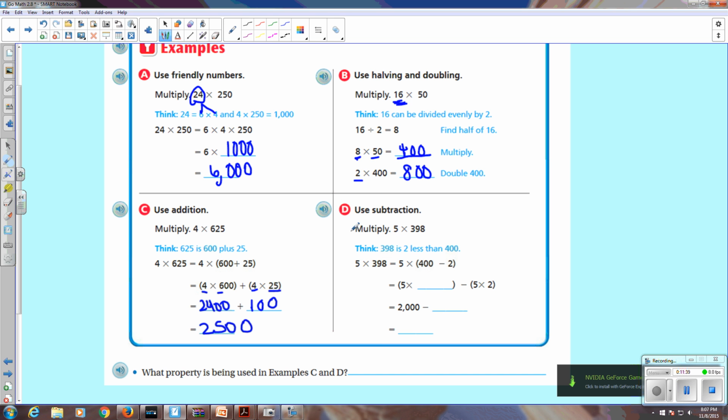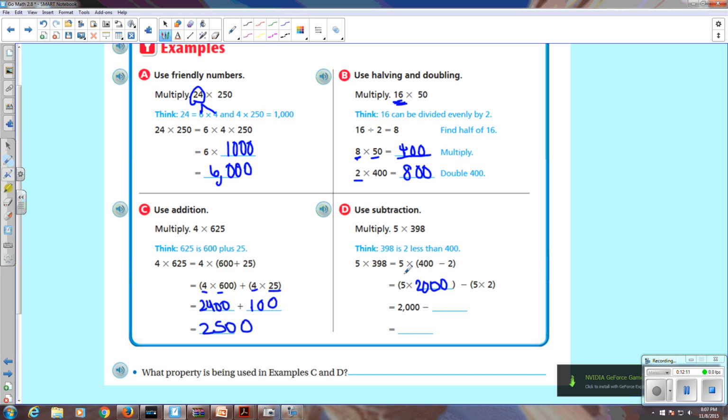And now we're going to look about using subtraction, which is also using the distributive property. Here I'm going to do 5 groups of 398, another tough one. Well, I know that 398 is 2 less than 400. So instead of doing 5 groups of 398, I'm going to do 5 groups of 400 minus 2. And I know that 5 groups of 400, 5 times 4 is 20. Then I add my 2 zeros.